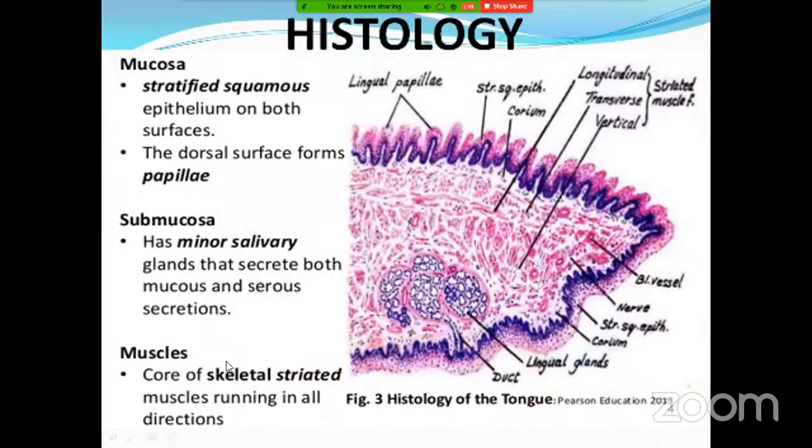histology. In histology, the mucosa forms stratified epithelium on both surfaces, and the dorsal surface forms papillae. The submucosa has minor salivary glands that secrete both mucus and serous secretion, and the muscles are skeletal striated muscles running in all directions. So in histology, mucosa includes stratified squamous epithelium and papillae, submucosa has minor salivary glands, and muscles are skeletal striated muscles.